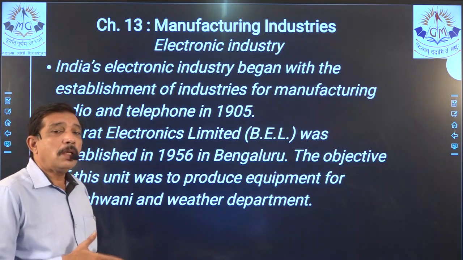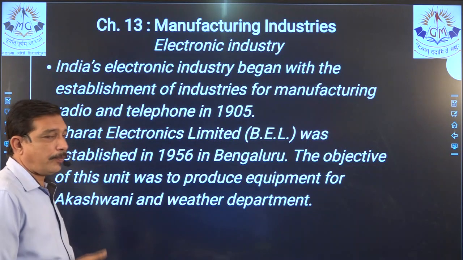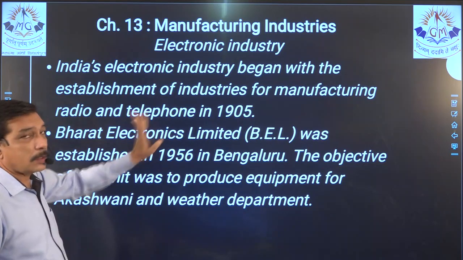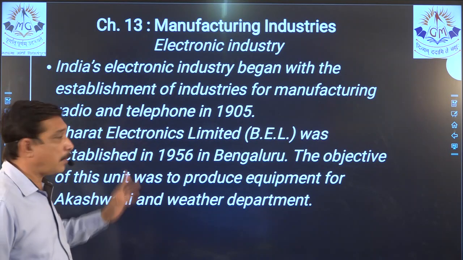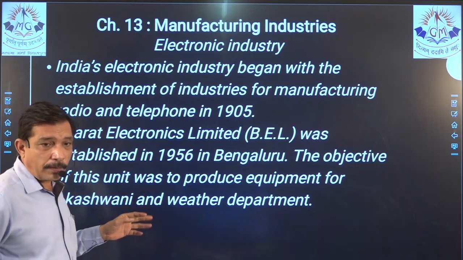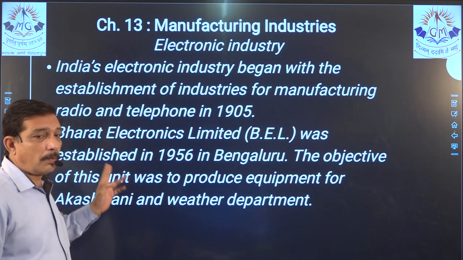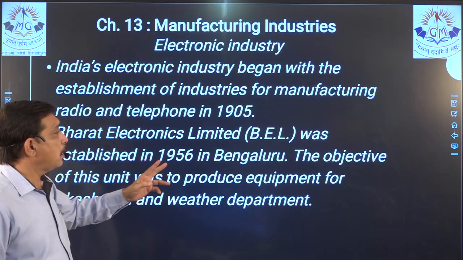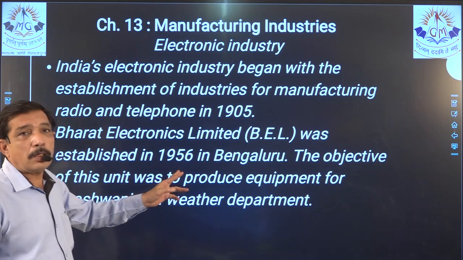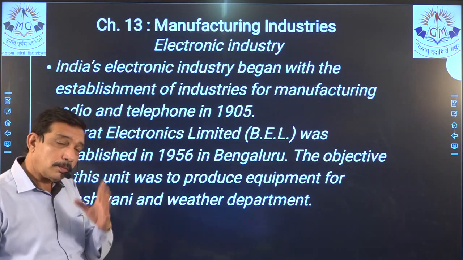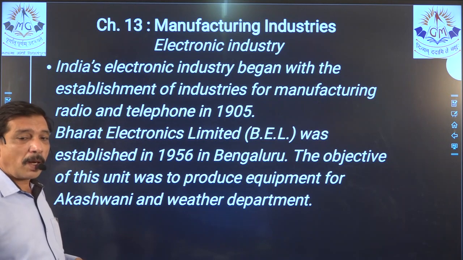Now we come to the electronic industry. Yes. Now, manufacturing of radio and telephone in 1905. This is an MCQ, right? Establishment of industries in 1905. Now, which was the first? This is government controlled. Bharat Electronics Limited was established in 1956 in Bengaluru. This is objective also, plus it can be a map question also.